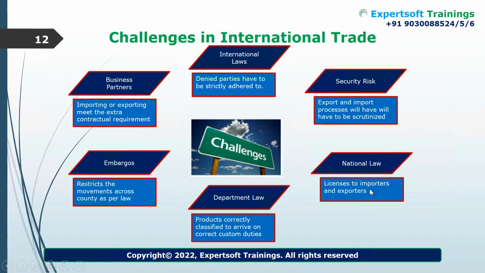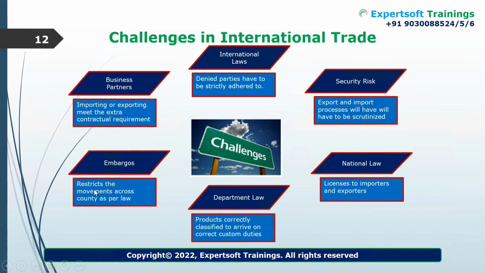Right? National law, licenses to exporters and importers. Again, licensing for specific products that are liable for licenses is also very important and needs to be accounted for. Department laws: products correctly classified to arrive at correct customs duties. If your product is not correctly classified, then it will end up paying the wrong duties, right? You may end up paying huge duties. I'll tell you an example where recently an issue happened in a huge automobile sector industry, where they had incorrect classification of customs duties. When I step into the relevant module, I'll be able to tell you that example.